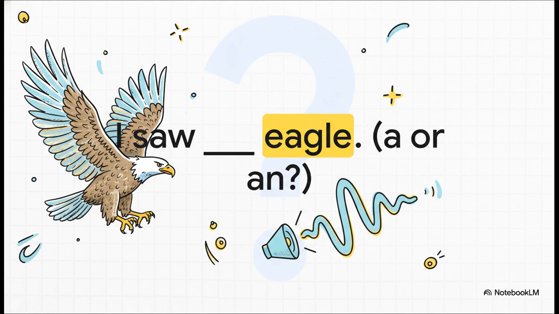Okay, what's the very first sound you hear in the word eagle? It's that long E sound. That's a vowel sound for sure. So the correct answer is an eagle. I saw an eagle. Easy peasy.